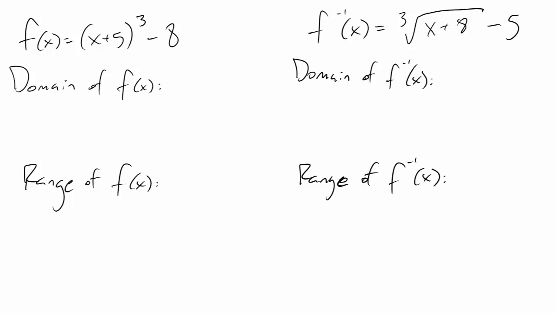Right, so we've got our function f of x and our inverse function f inverse of x. f of x was the quantity x plus 5 cubed minus 8. f inverse of x was the cube root of x plus 8 minus 5, that minus 5, of course, being outside of the cube root. And so now we want to find the domain and range of each of these two functions.